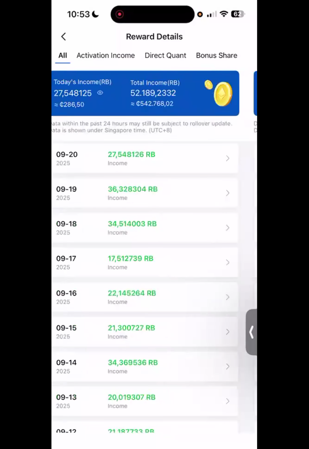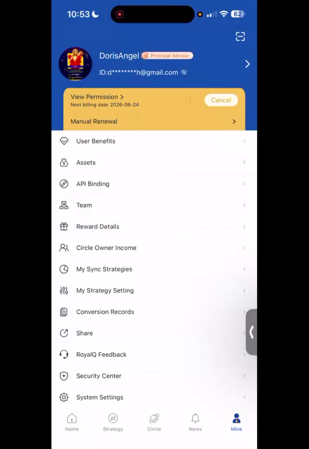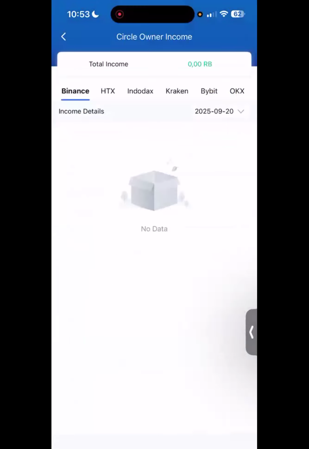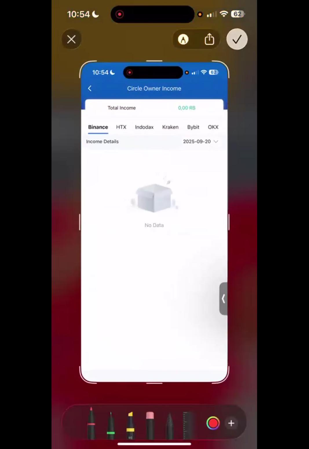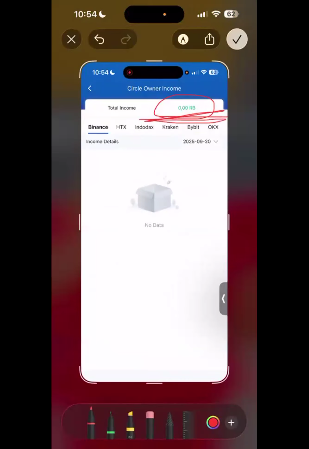All right, let us move out from reward details and go to circle owner. So this is where the copy traders' total income for the trade is displayed. So someone will not go and manufacture a figure. No, the system calculates every profit they make. So it's shown here. So if you're a copy trader, you would see your total income here.